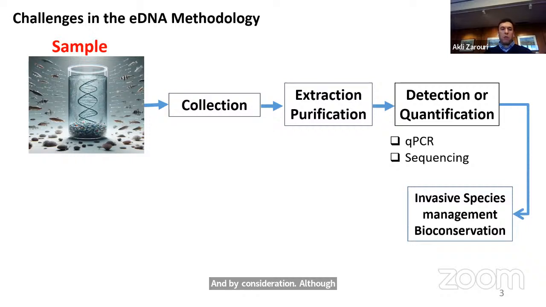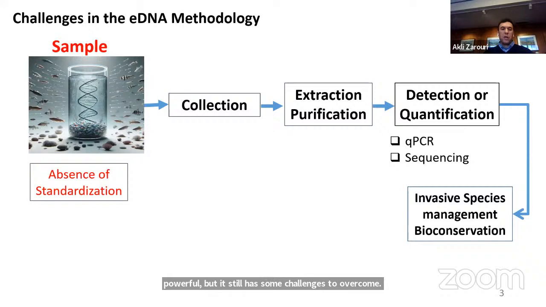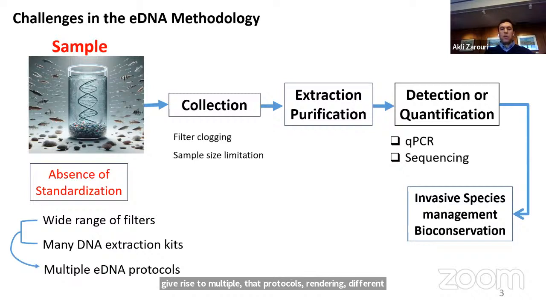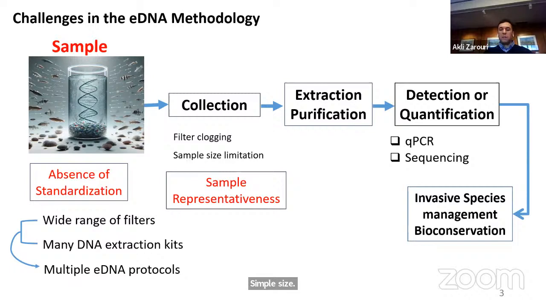Although this method is very powerful, it still has some challenges to overcome. For example, the absence of standardization. On one hand, we have a wide range of filters, enclosed filters, open filters with different pore sizes. And on the other hand, we have many DNA extraction kits. This gives rise to multiple eDNA protocols, rendering comparison between different eDNA studies very difficult. During collection, an issue which can be encountered is filter clogging, and this limits the sample size, which impacts the sample's representativeness.